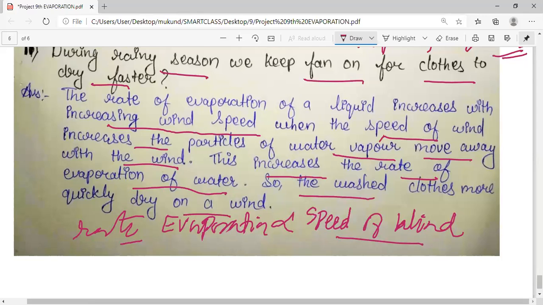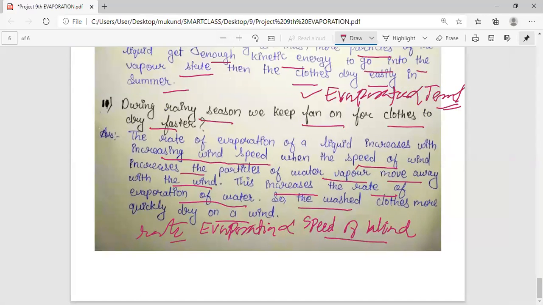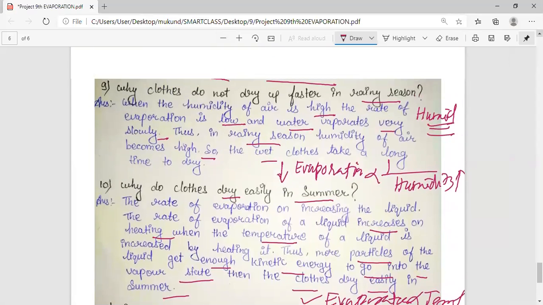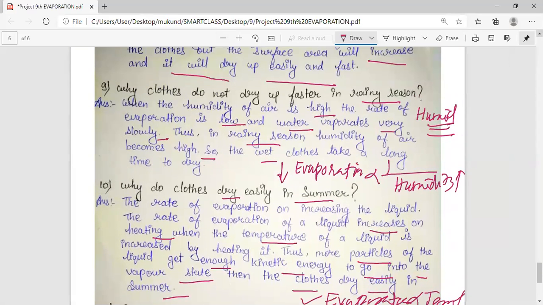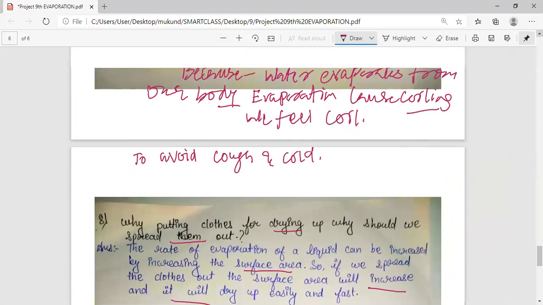So I hope, my dear students, you have understood everything. Do you have any doubt? You can ask me. Dear students, have you understood all these reasons? If you have any doubt, you can ask me. Hello, dear students. Do you understand these things?